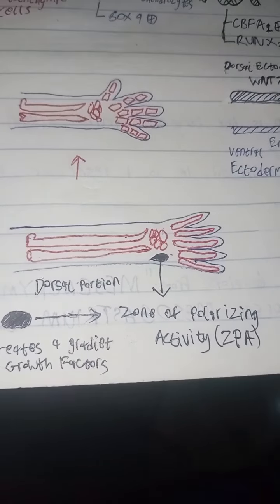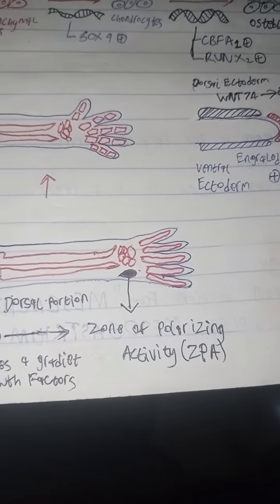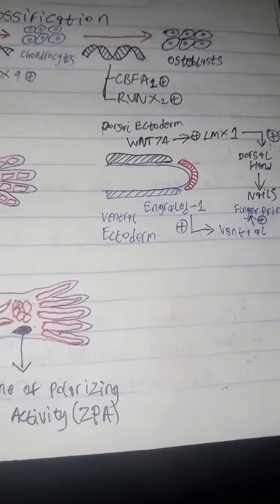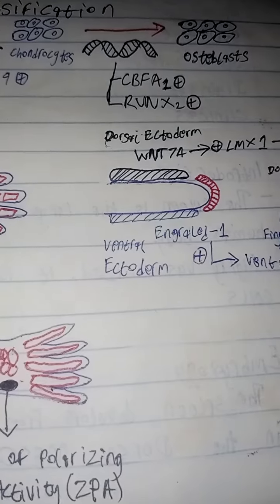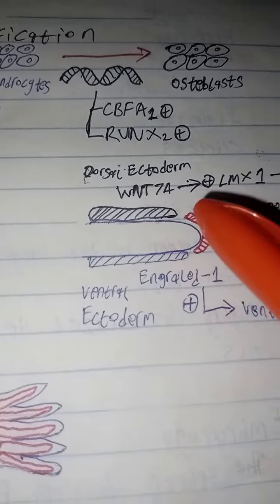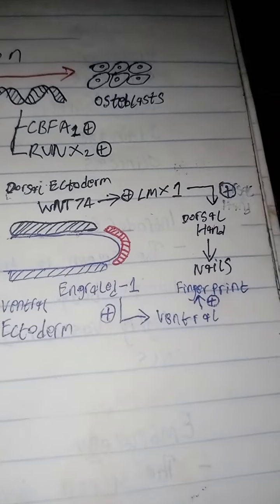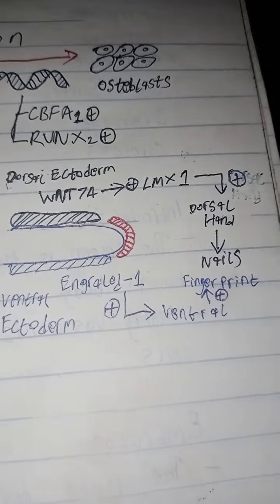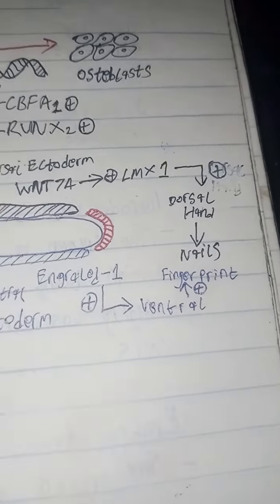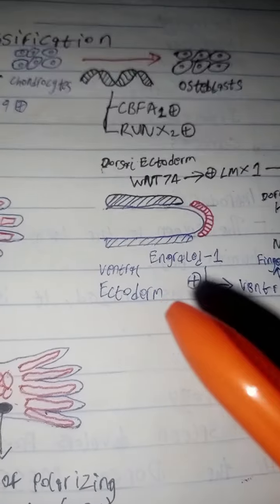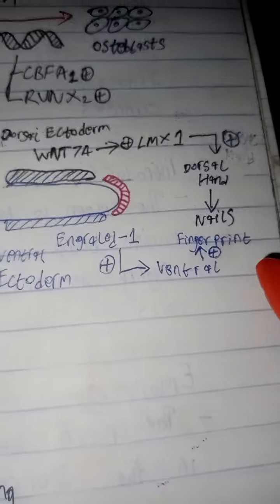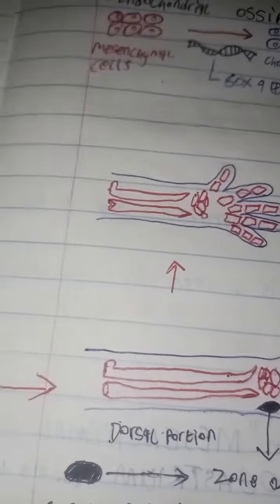be the thumb. And also, we need to decide which part will be the dorsal or the plantar surface, or the palmar surface of the palm, or the hand, or the lower limb, anyone. So, to determine that, the dorsal ectoderm will produce the Wnt7a gene, which will stimulate the LMX1 and then stimulate the production of things that identify the dorsal aspect of the hand or the feet, which is the nails. Then for the ventral ectoderm, we have the engrailed-1 gene, which stimulates the ventral parts, which is mainly the fingerprints, and that's how the body can differentiate which is which. And then you have something like this.